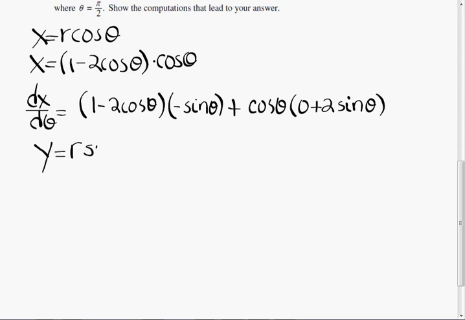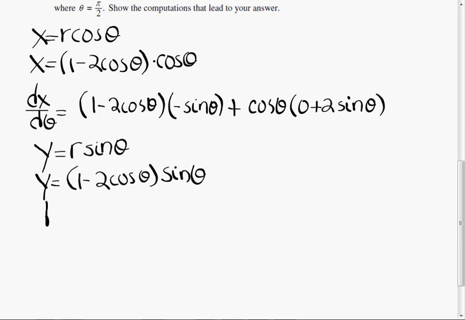Here's r sine theta. Okay, so y equals 1 minus 2 cosine theta sine theta. Well, guess what? We're going to do the same thing, right? Is this hard? This is worth 4 points, you guys. This is easy. Dy d theta, but it may not be easy if you haven't practiced it.